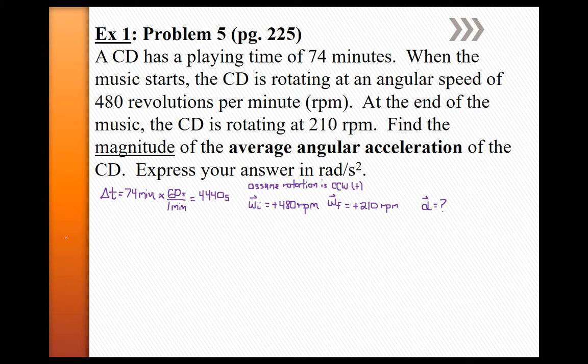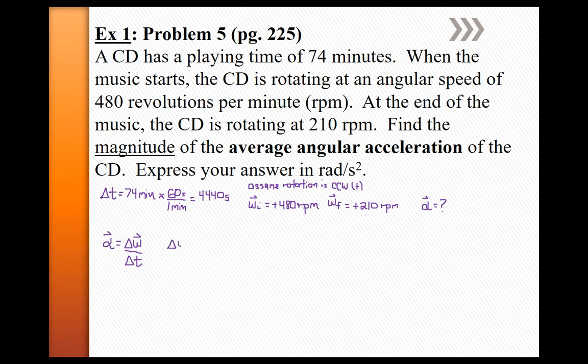Well, to calculate angular acceleration, your angular acceleration is equal to your change in your angular velocity, which is delta omega, divided by delta t. Now, we've got delta t in seconds. We don't have delta omega. Now, we can calculate it easily, but we also need to make sure it's in units of radians, because that's what it wants the answer in. So let's calculate delta omega first.